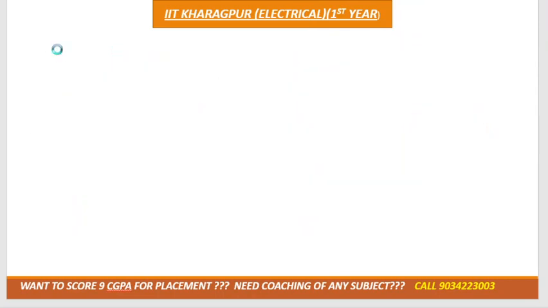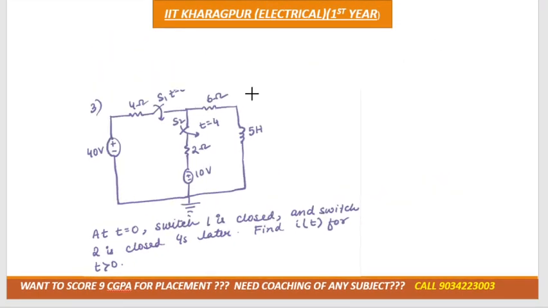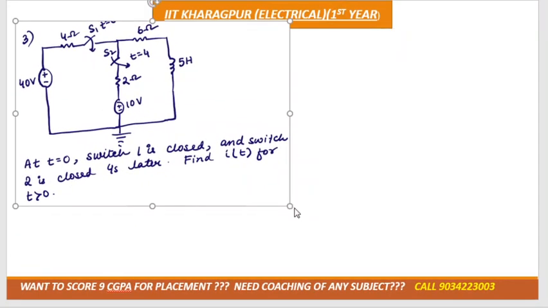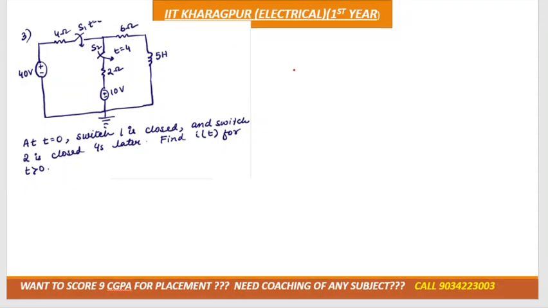Next, step number 2. Now both the switches will be closed for t equal to infinity, right? So let's redraw the diagram.